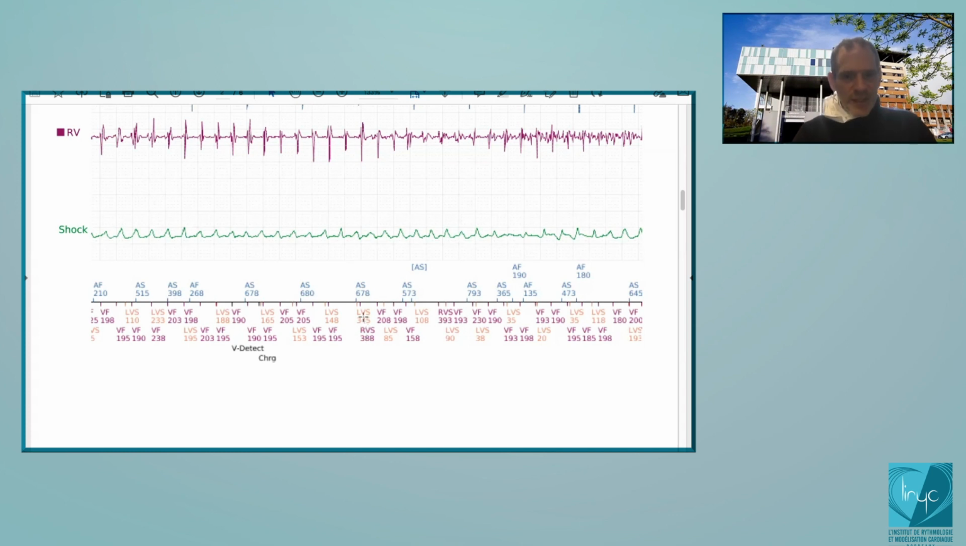So this one is classified VS. But on this cycle, if you have a retrospective analysis, you see that this one is VS, but this one is VF, VF, VF, VF, VF. So you have at least 6 out of 10. So even if there is a bit of undersensing, that's not a problem. It will not stop the charge of the capacitor.